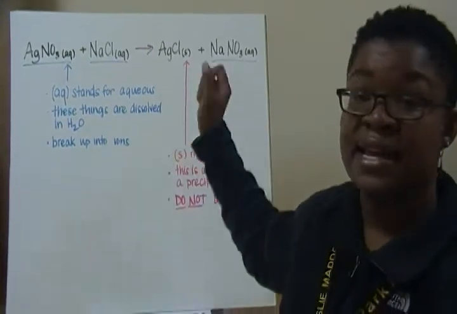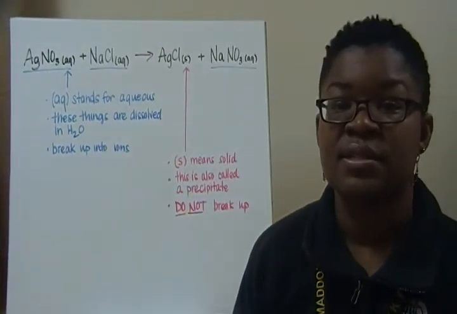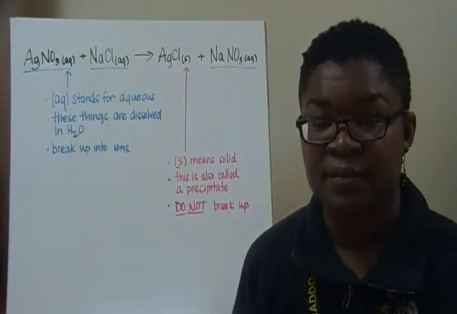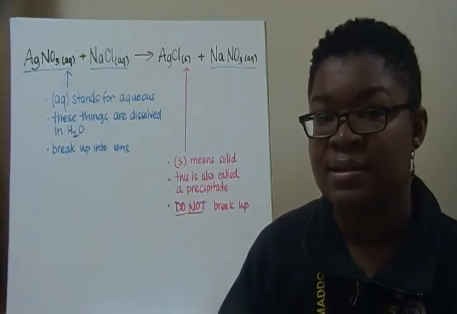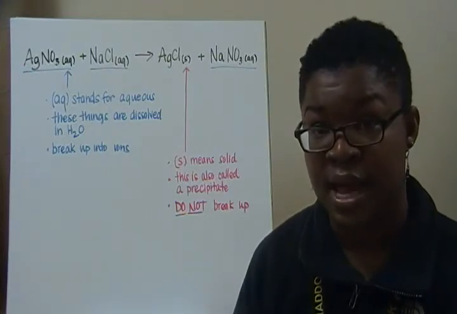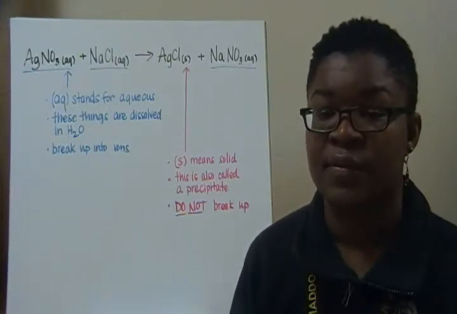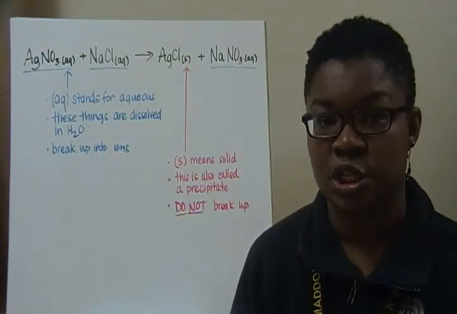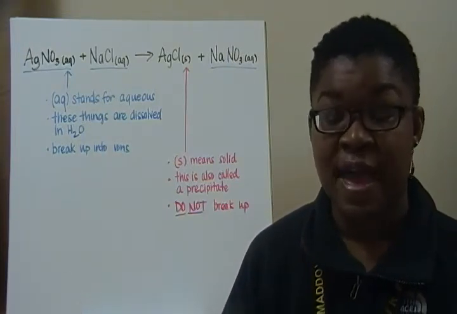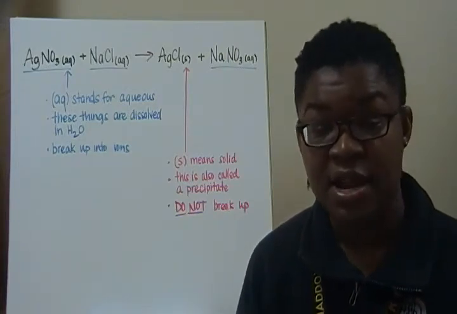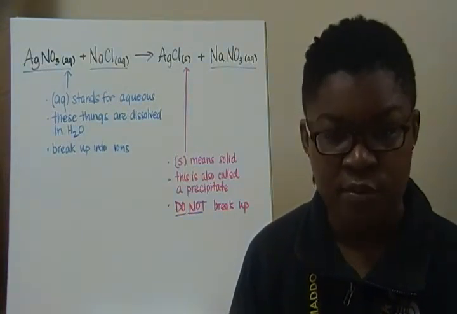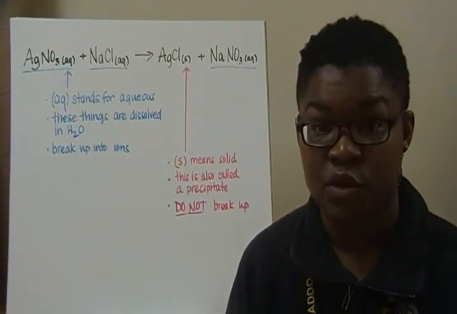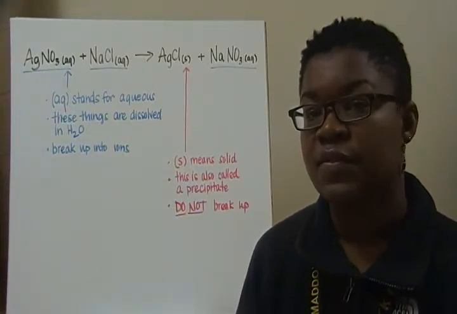The S stands for solid. These are things that will not break up in solution and they actually stay together. When you have a solid on the product side and there weren't any solids on the reactant side, we call that a precipitate. Very similar to precipitation like rain or sleet or snow. In that particular case, we have gas, air, and out of nowhere we have this liquid that forms. Or out of nowhere, we have this solid that forms in the case of sleet or snow. So this is very similar to that.